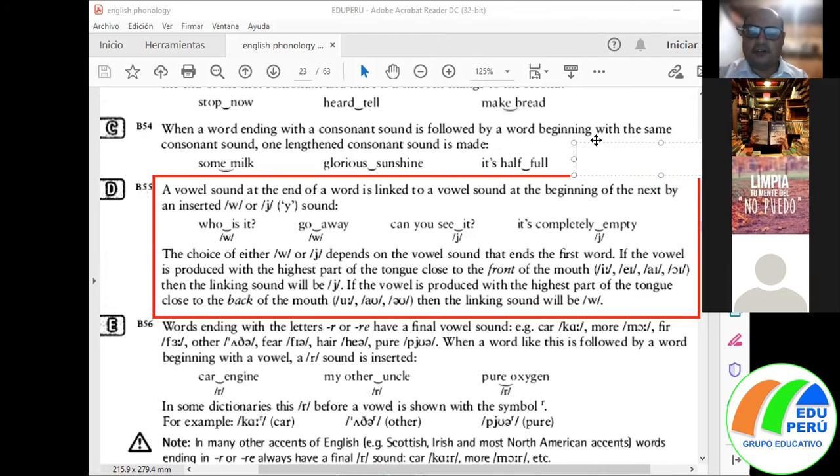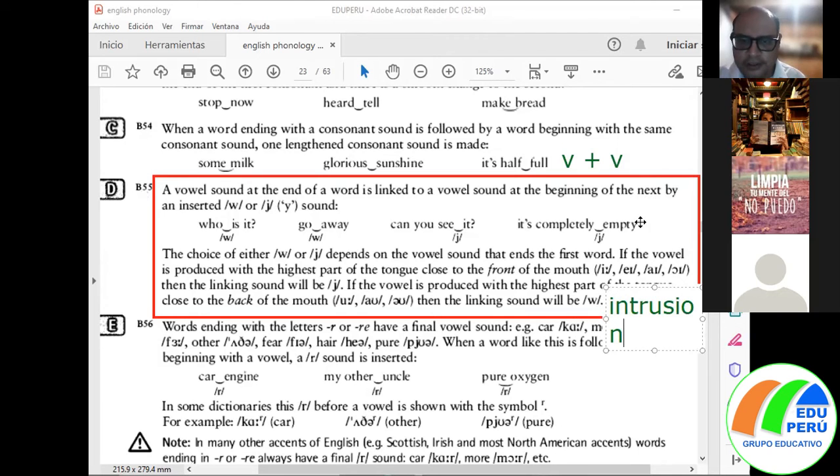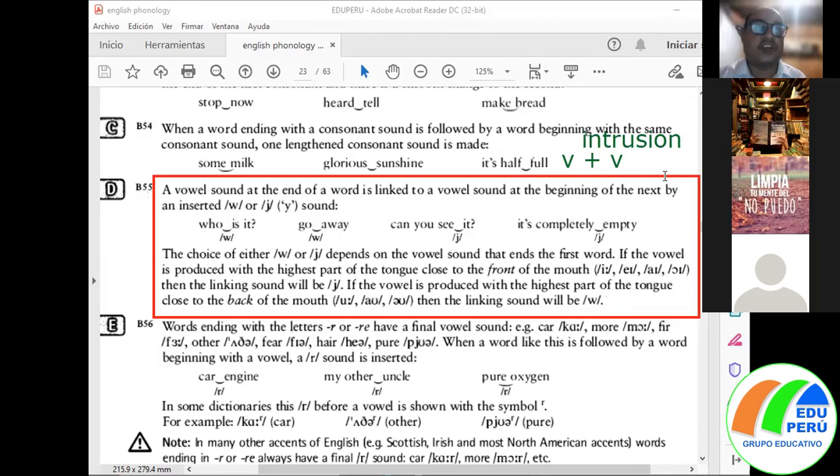Okay. So here we're going to join vowel plus vowel. But in order to join these two vowels, we are going to insert a consonant sound. Notice, this is linking, but we are going to call it in a specific way. This is called intrusion, or insertion. You are going to add an extra sound to connect two vowel sounds.